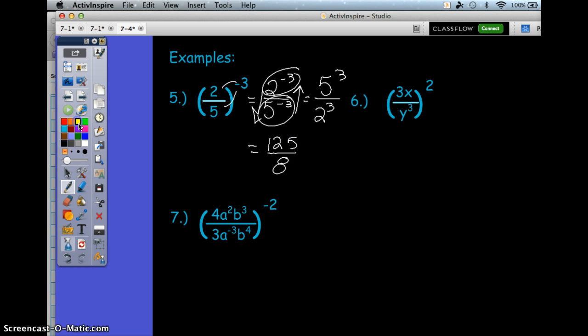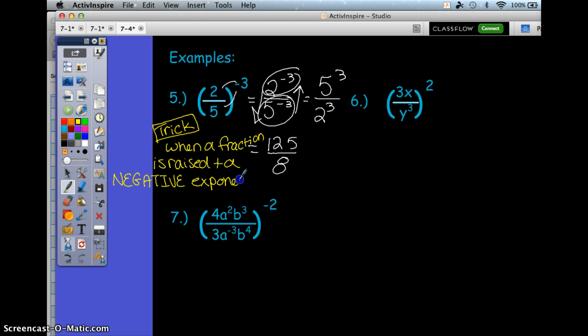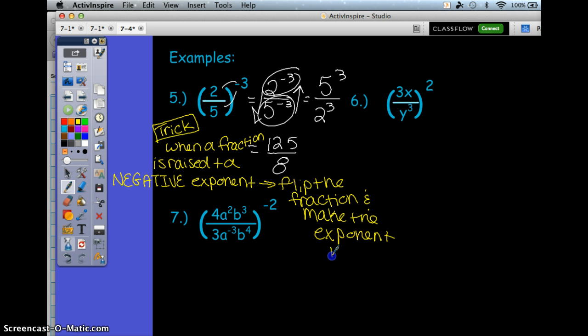I have a trick for you. Your trick is: when a fraction is raised to a negative exponent, flip the fraction and make the exponent positive.